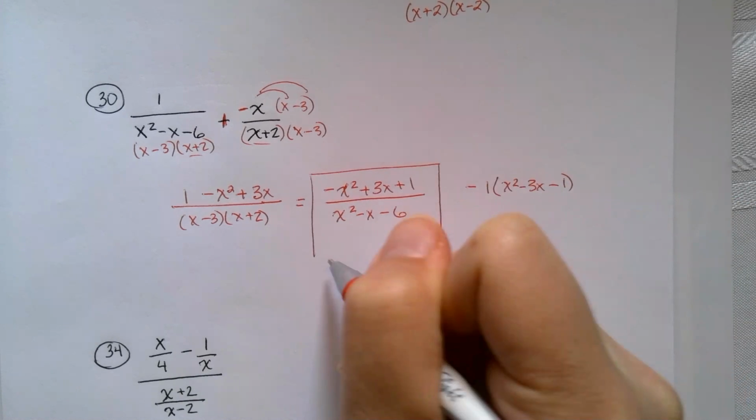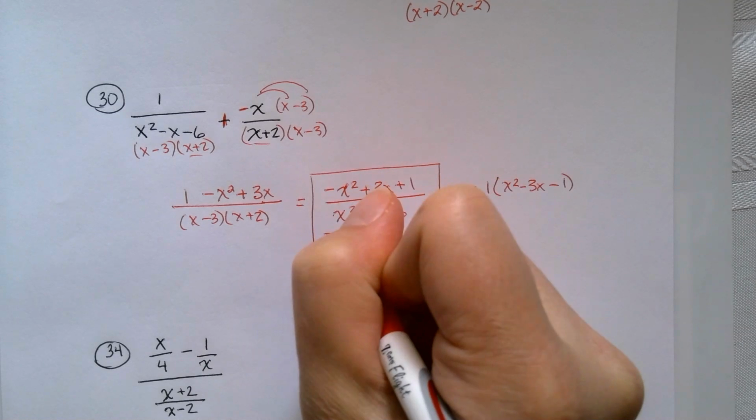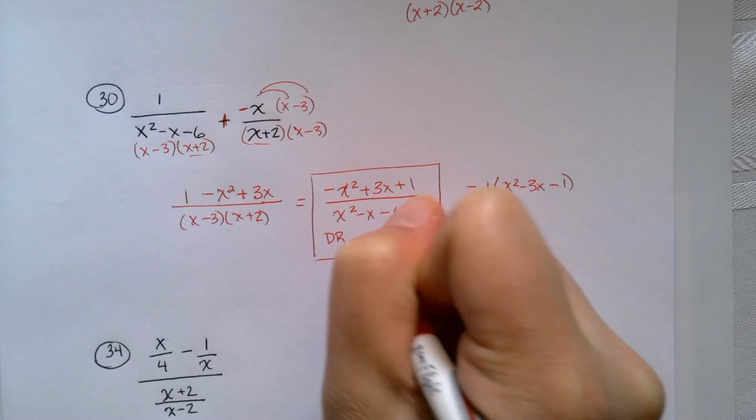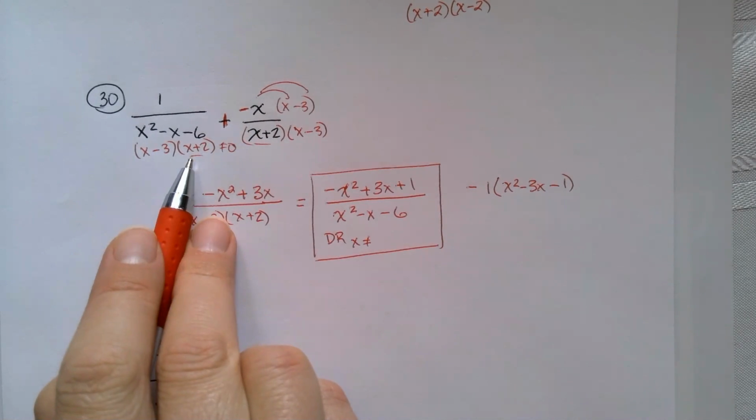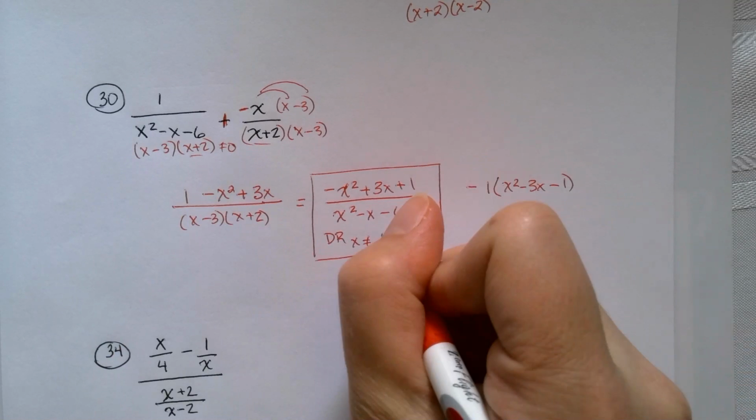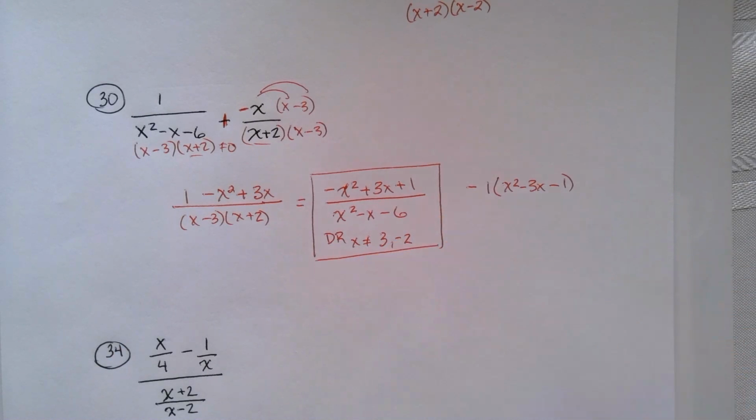And again, let's talk about those domain restrictions. X cannot equal, okay, go back to the original here. X cannot be 3, negative 2, and a repeat of negative 2. So 3 or negative 2. All right, I have 2 more problems here.